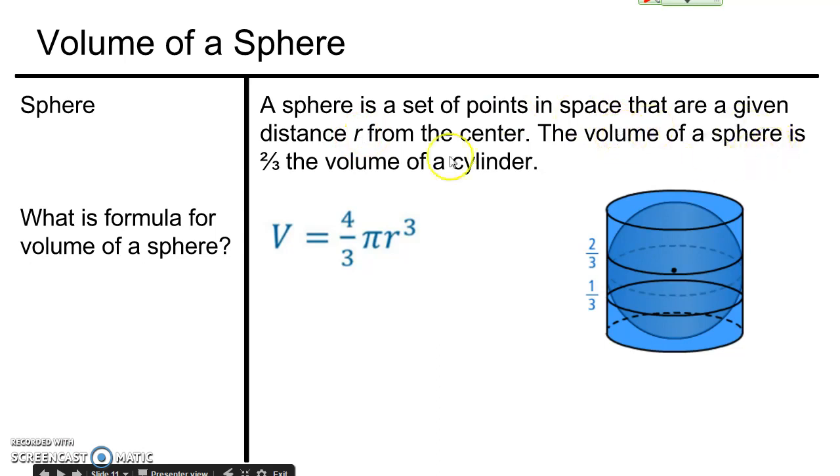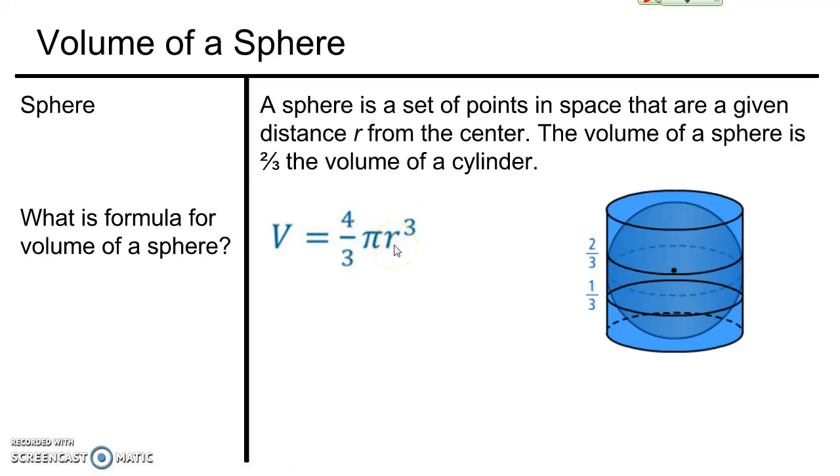The volume of a sphere is 2/3 the volume of a cylinder. I've included a little picture over here so you can see how that works. If I had a sphere with the same radius as a cylinder and put it inside, it would take up 2/3 of the space. So isn't that interesting? But the formula that we use for volume of a sphere is this right here. Copy this and then highlight it or put a star next to it. Volume equals 4/3 pi r cubed.